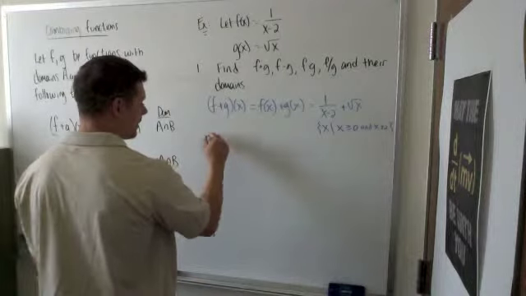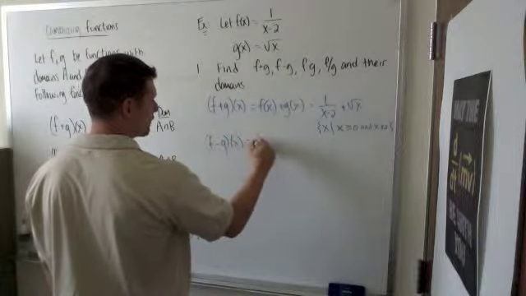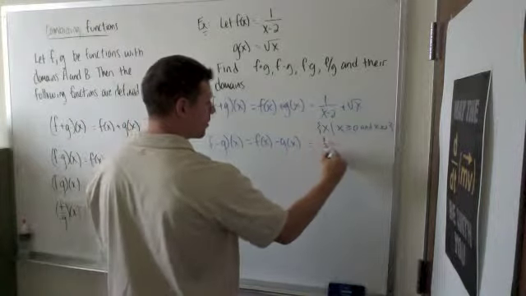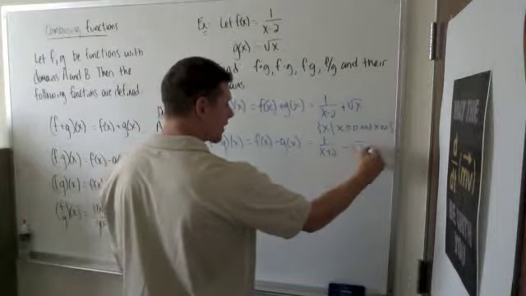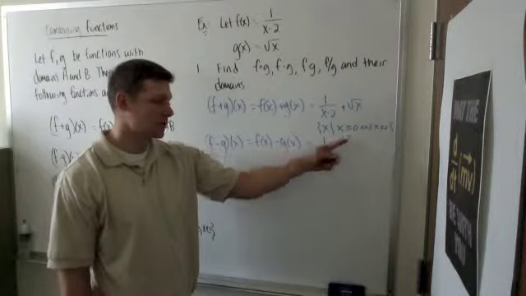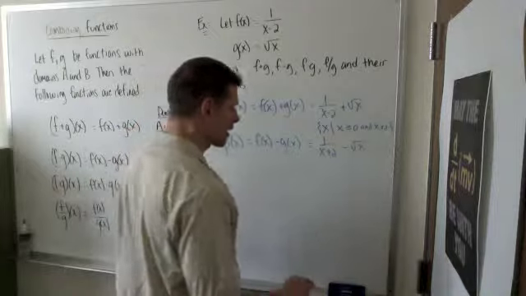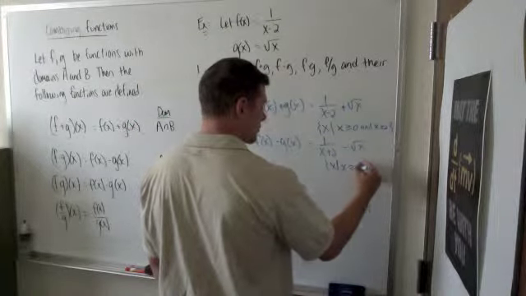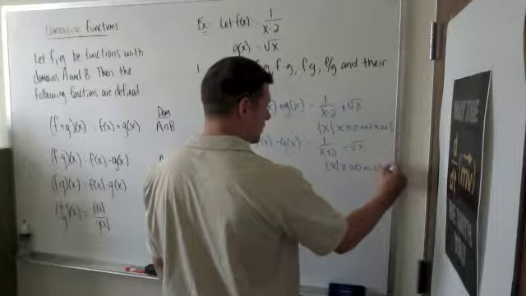f minus g of x, which is f of x minus g of x. So this will be 1 over x minus 2 minus root x. Turns out the same domain applies. Got to be greater than or equal to 0 here. Can't be equal to 2 here. Got to have both of those. So the set of x such that x is greater than or equal to 0 and x cannot equal 2.